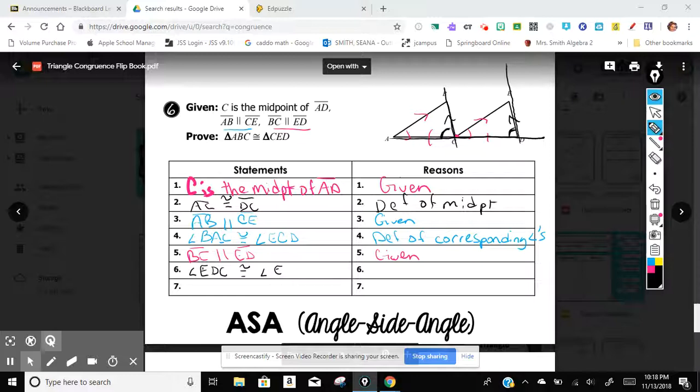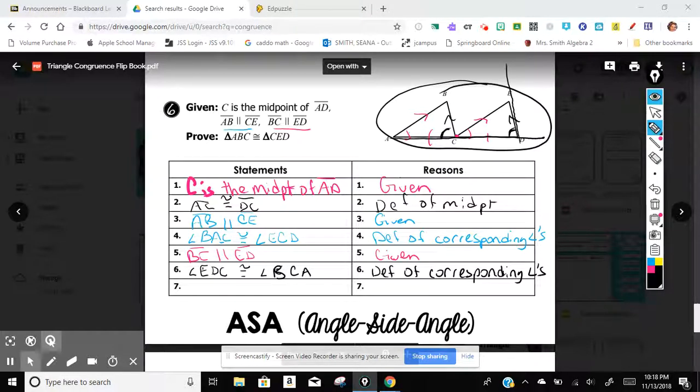Hold on, I don't think that's an E. Let me back up, I got to erase. That's a B. Okay. To BCA. And this is, again, definition of corresponding angles. And my hint to you is that when you see this shape and they tell you any of these lines are parallel, you've got corresponding angles.